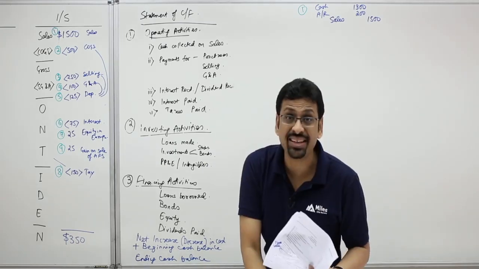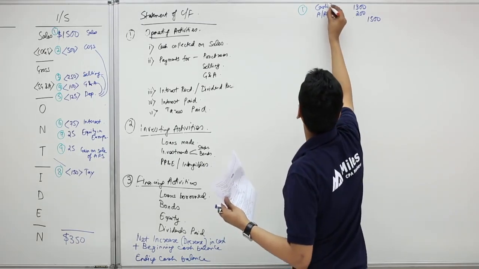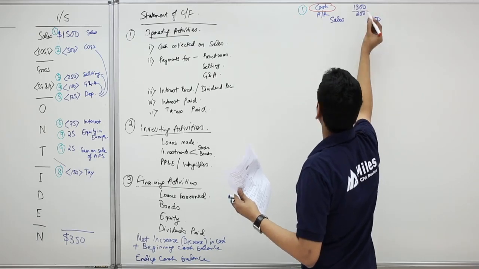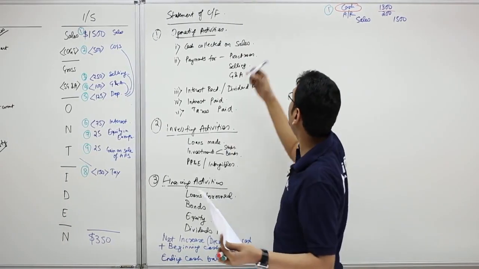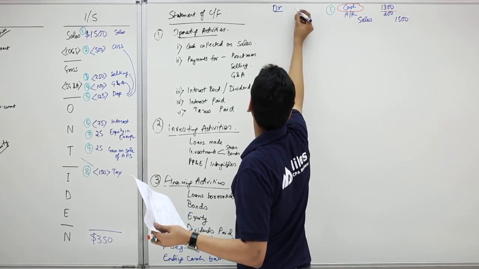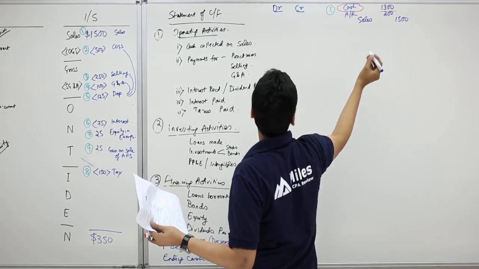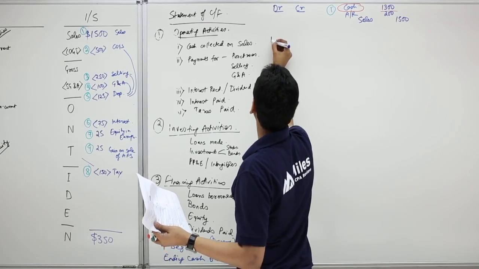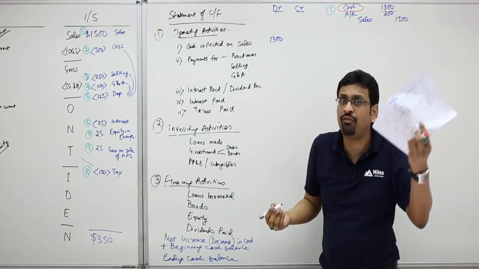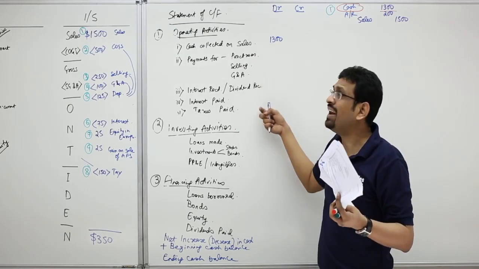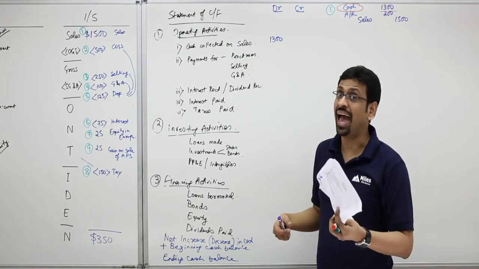Now this is what we were looking at. This is our cash plug, and this 1,300 would flow into the statement of cash flows. So let's have a debit and a credit here. Now the debit would be the 1,300 cash collected on sales, because it's increased the cash inflow. Guys, we are looking at it as a summary of the cash account.